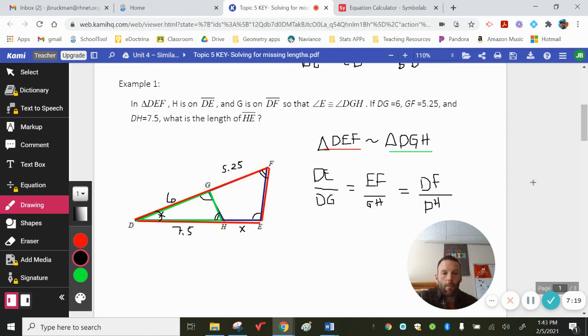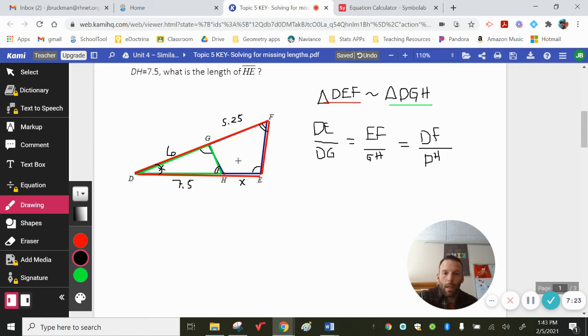Now, from that proportion, I can see that in this diagram, I want nothing to do with the sides GH and FE. Those sides I'm not looking for. I don't know the length of those two sides. So out of these three ratios, I'm simply going to get rid of that one, because I don't need that one in order to solve what I want to solve. But what remains is the length for D to E.